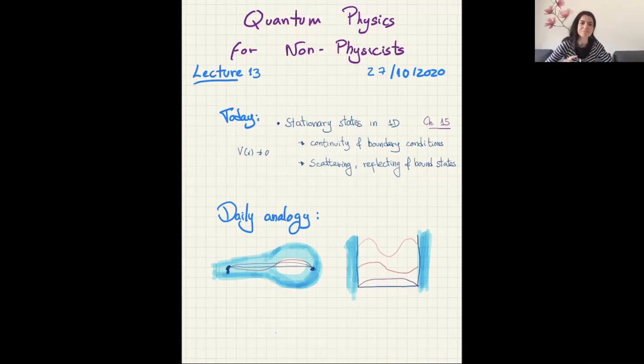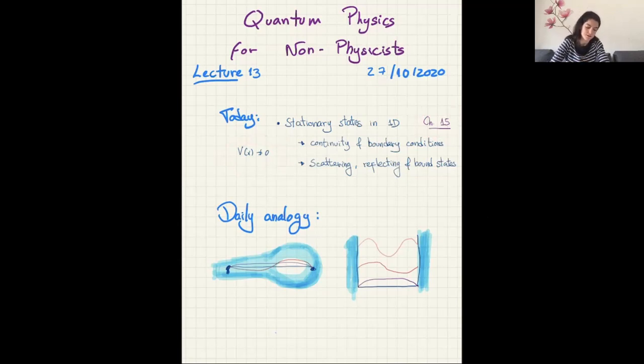So today is lecture 13 of quantum physics for non-physicists, and today is the 27th of October. Today we will finally start with stationary states in one dimension where we have a potential that is non-zero. For this, we'll follow very closely chapter 15 of the Schumacher and Westmoreland book, which is a very, very nice chapter as far as I'm concerned.